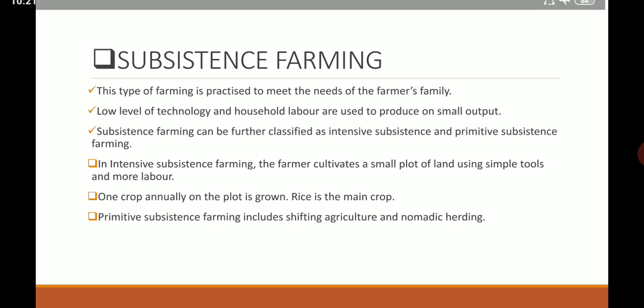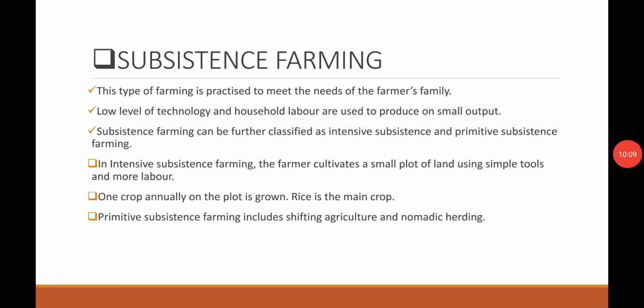In subsistence farming, the farming is practiced to meet the needs of the farmer's family only. Means in a family, 4 to 8 persons are there to meet their demand. Low-level or old technology is used, and the labor is from the household only, meaning family members are the labor, so that they can produce on a small scale of output.